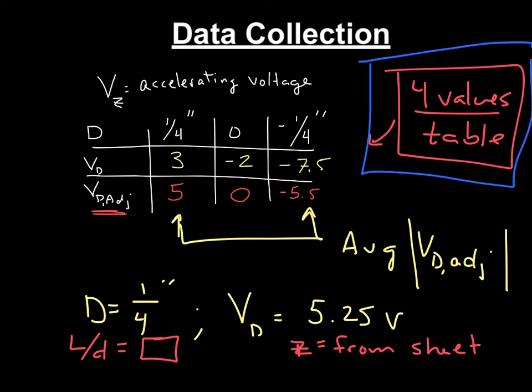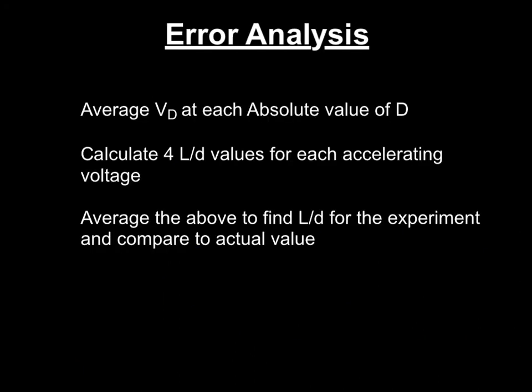So how do you find error when you have 16 values? I'll let you think about it. Think back to what we did in lab when we had more than 10 values. First semester lab. Looking back, you're going to average the deflecting voltage at each value of your deflection. That's capital D. You'll calculate for those values at each table. Read your lab handout because it goes into detail about how to do this. And there's a lot of math.